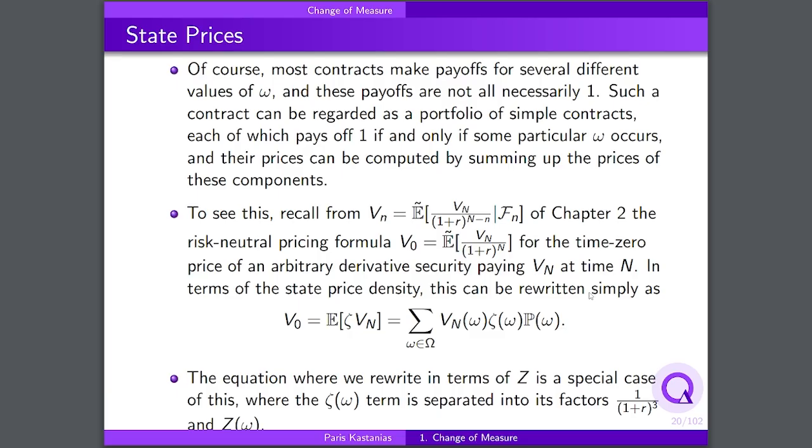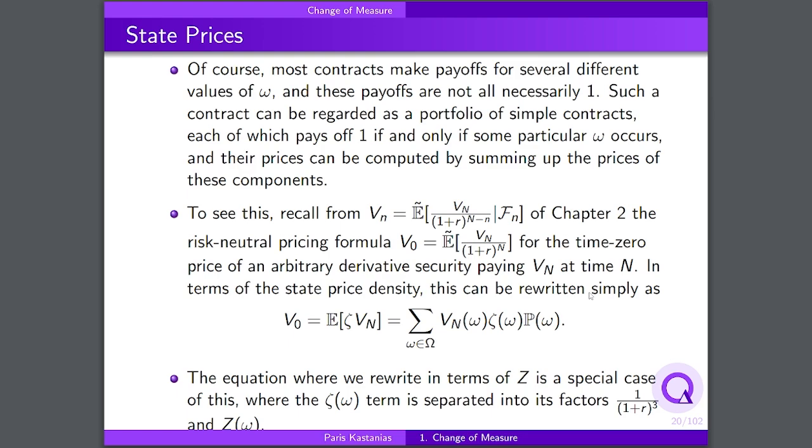Most contracts make payoffs for several different values of omega, and these payoffs are not all necessarily 1. Such a contract can be regarded as a portfolio of simple contracts, each of which pays off 1 if and only if some particular omega occurs, and their prices can be computed by summing up the prices of these components.